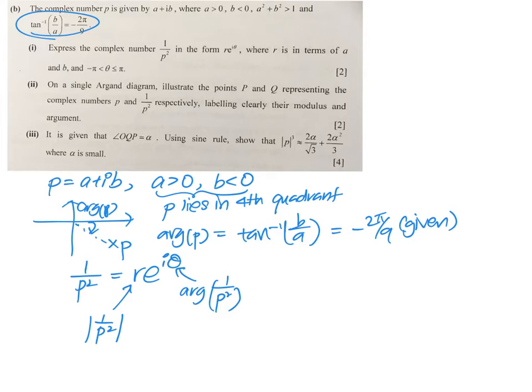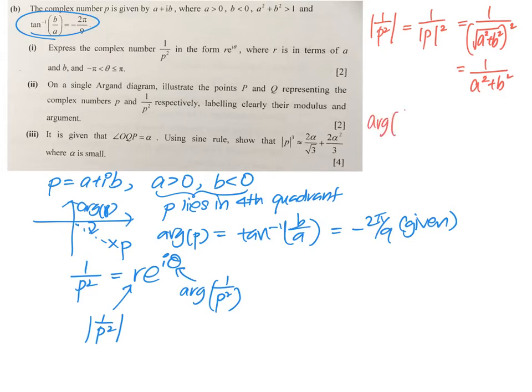So looking at the modulus of 1 over p squared, by applying the relevant properties of modulus, it can be found by taking 1 over the square of the modulus of p, where the modulus of p is square root a squared plus b squared. So the result is 1 over a squared plus b squared. Whereas the argument of 1 over p squared can be found by using the property of argument: argument 1 minus 2 times argument p.